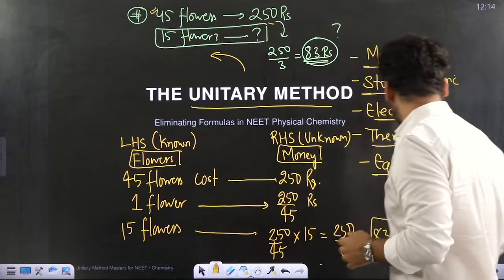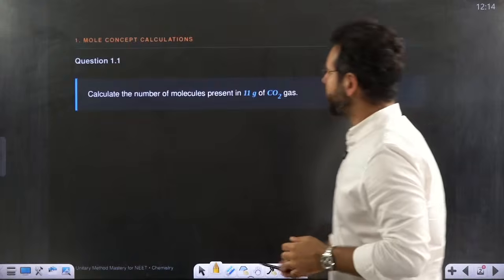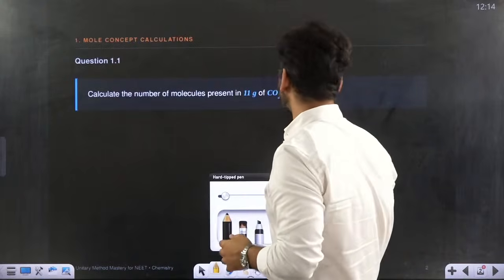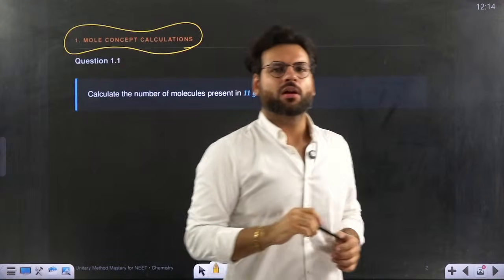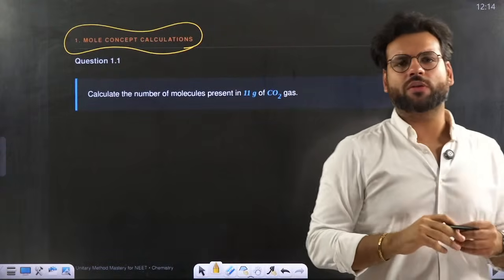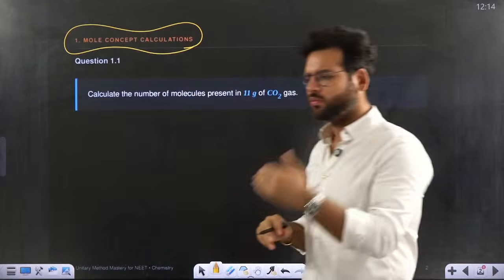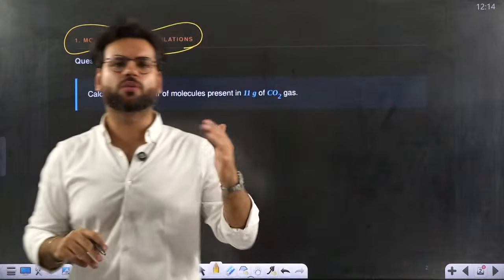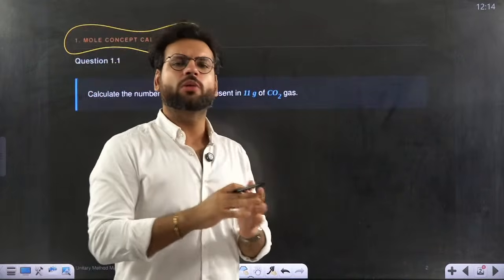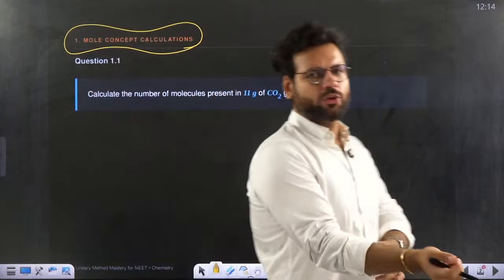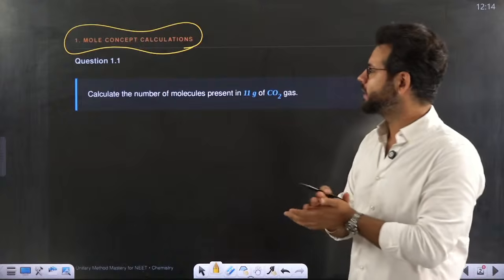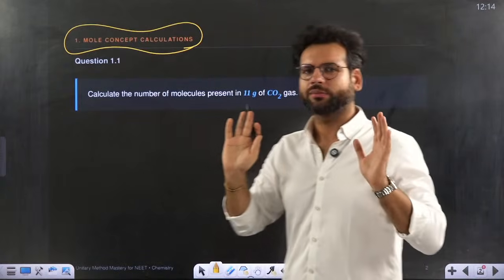Let us start with the first type of problems we are taking from the mole concept calculations. In your chapter 1 mole concept, whenever a question is asked, convert mass to molecules, convert molecules to volume, convert volume to number of electrons. Okay, in those cases, what you need to do is just think unitary method.